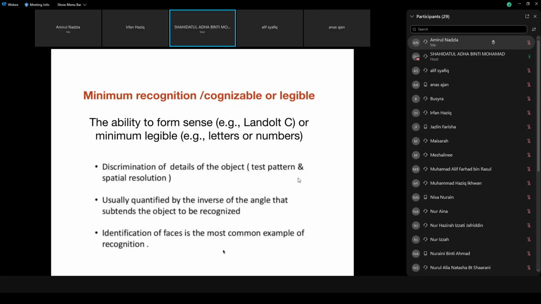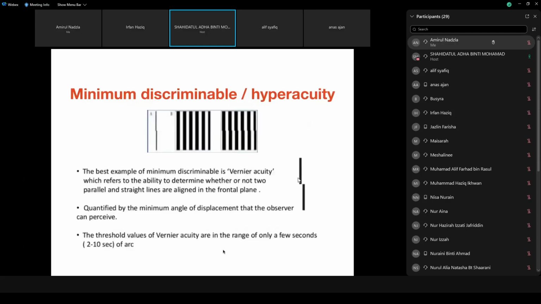And if it is difficult to assess, let's say the patient is illiterate or does not understand the instruction, we can ask the patient to identify faces. So faces is like looking at people's faces. Look at the face, can you see the nose, can you see the eyes. So this is the most common example of recognition.